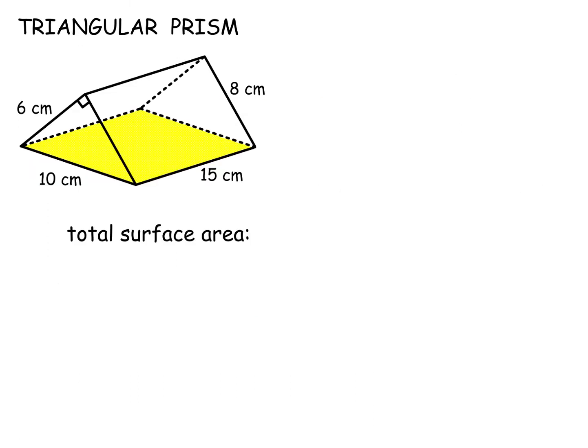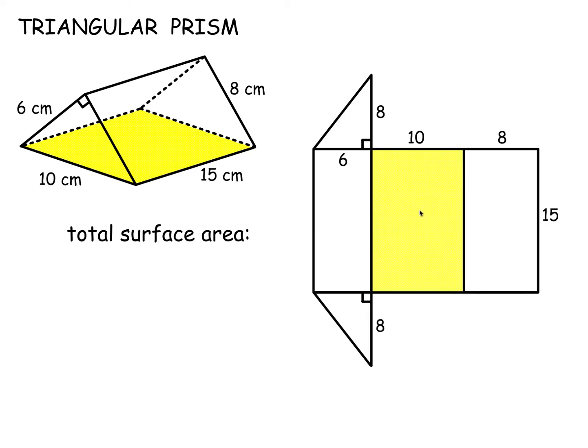Another example, triangular prism. End face is a triangle, in this case a right angled triangle. The other faces are rectangles. The yellow face on the bottom is a 10 by 15 rectangle. The sloping right hand side is 8 by 15 and the sloping left hand side is 6 by 15. So that's a triangular prism. There's the net. There's a yellow face, 10 by 15. There's a right sloping side 8 by 15 and the left sloping side 6 by 15.